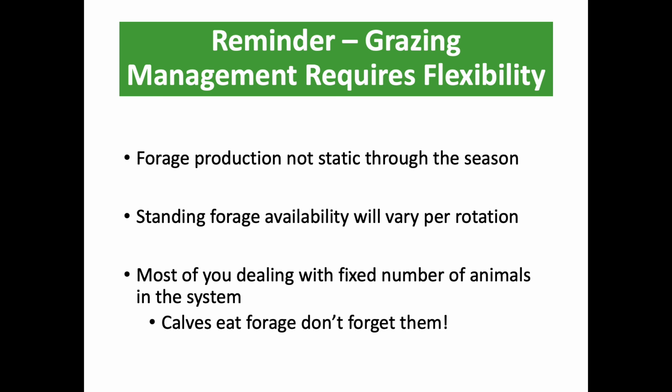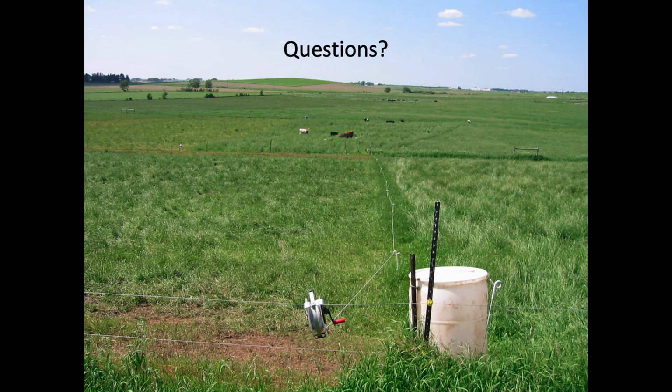Another thing that I didn't get into today, but something that you all do need to be factoring in, is that those calves eat forage too. When they start to get just a couple months old, they're going to start actually eating quite a bit of forage. By the time they get 4 or 5 months of age, they're actually getting a lot of their nutrients from forage and from grazing. So with that, any questions?